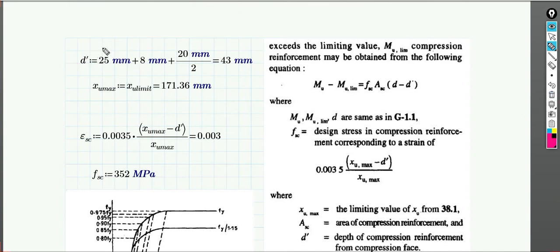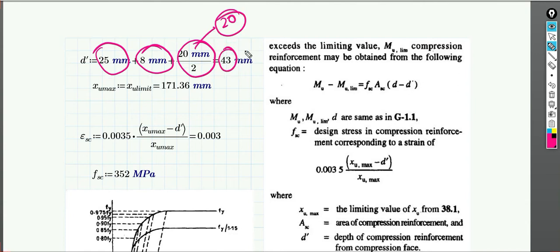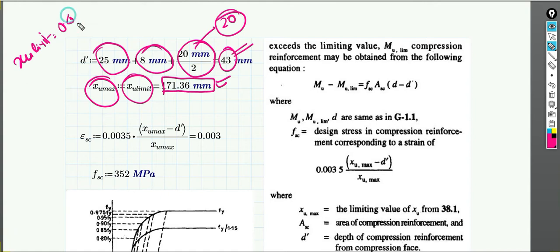Now here 25 mm clear cover, then 8 mm of stirrup diameter, then 20 mm by 2, that is the center of the compression reinforcement. We have assumed 20 mm compression steel. So the total D dash value comes out to be 43 mm. And what is the XU max value or XU limit value? That is 171.36 mm, which we have already calculated. XU limit is 0.48 into D for Fe415 grade, right? So you can easily find out XU limit.